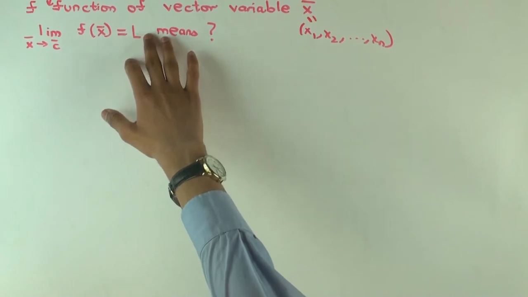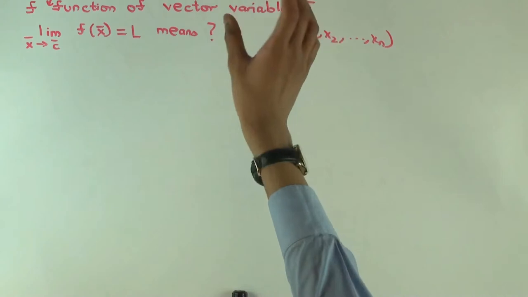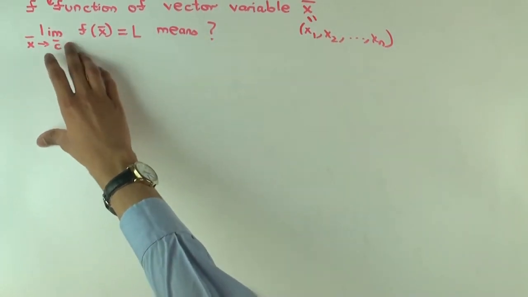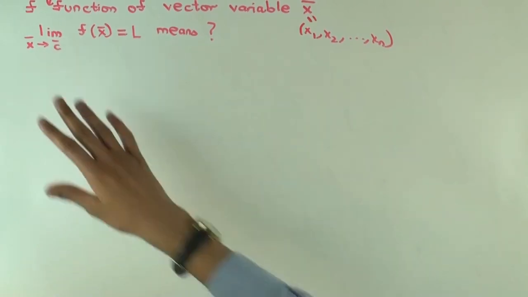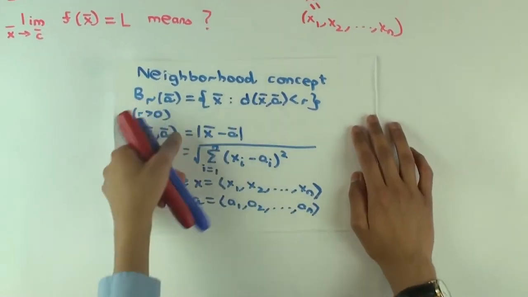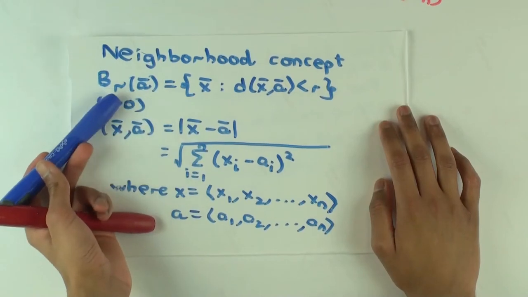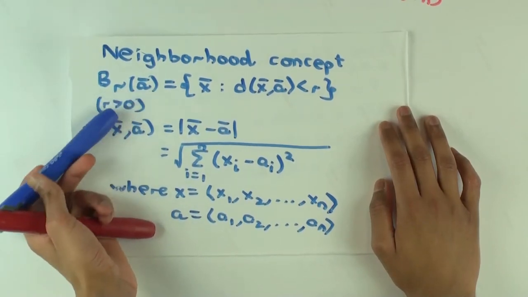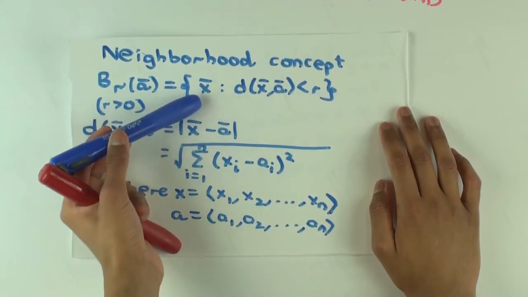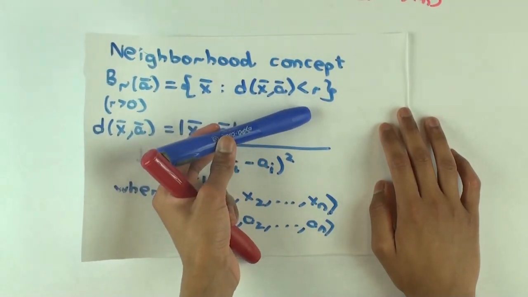Now on the target side, there's no problem because the target side is just real numbers, and for real numbers, you know our neighborhood concept is based on open intervals. But on the domain side, you may not be familiar with what the right notion of neighborhood is. So the neighborhood concept is as follows. For any vector A, you can define a ball of radius R centered at A, where R is a positive real number. It's the set of all vectors X whose distance from X to A is less than R.